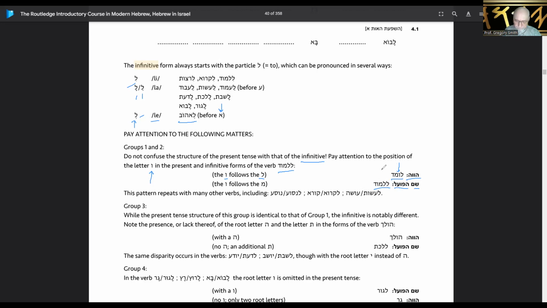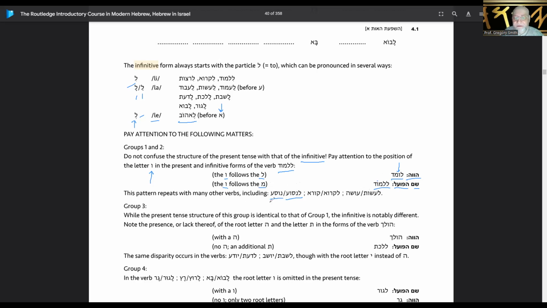Lilmod, לללמוד, okay? So then the vav follows the mem. Now, in each of these cases, this vav, technically, you might see a dot if it was pointed, as I said before, making that holem. Okay, so this pattern repeats with many of the other verbs, including linsoa, which I believe means to travel.